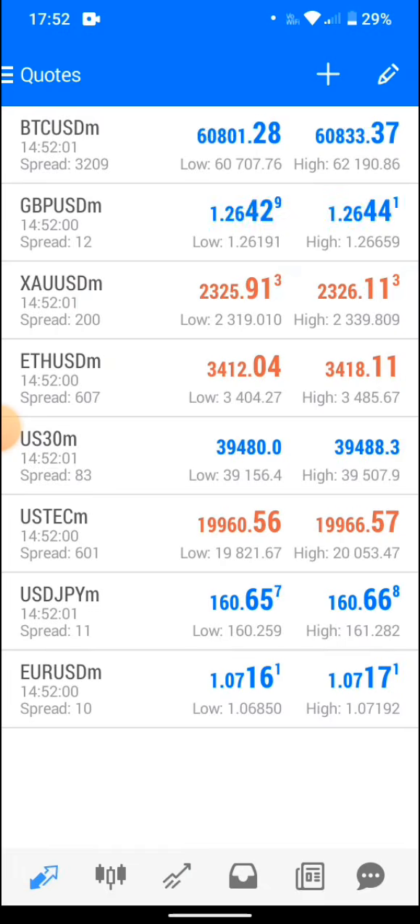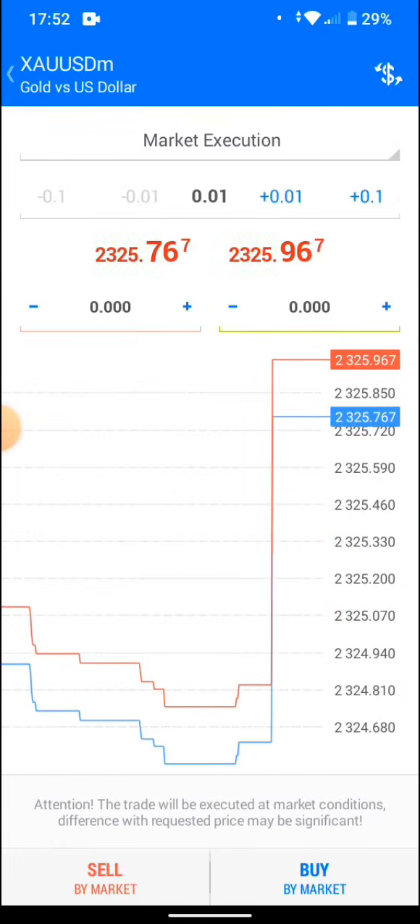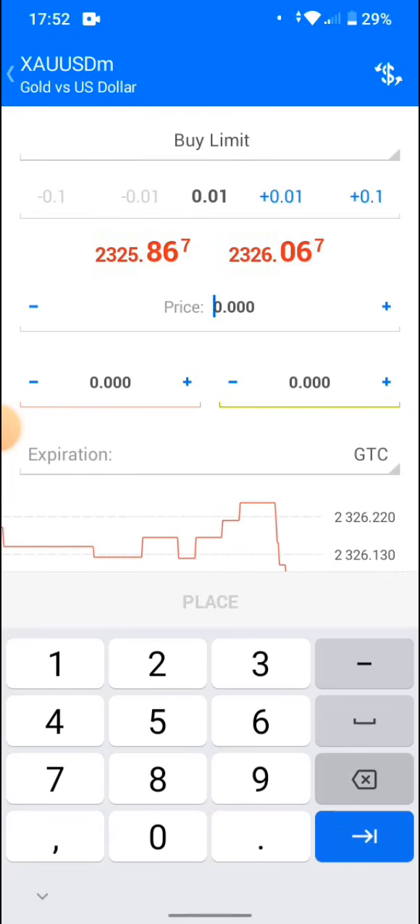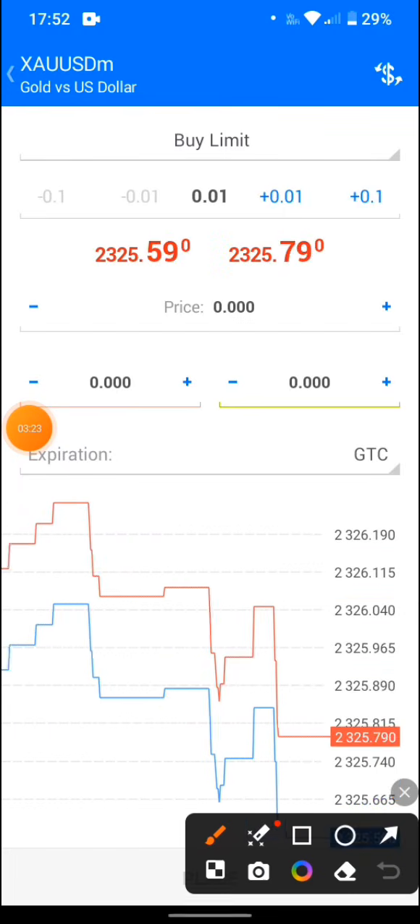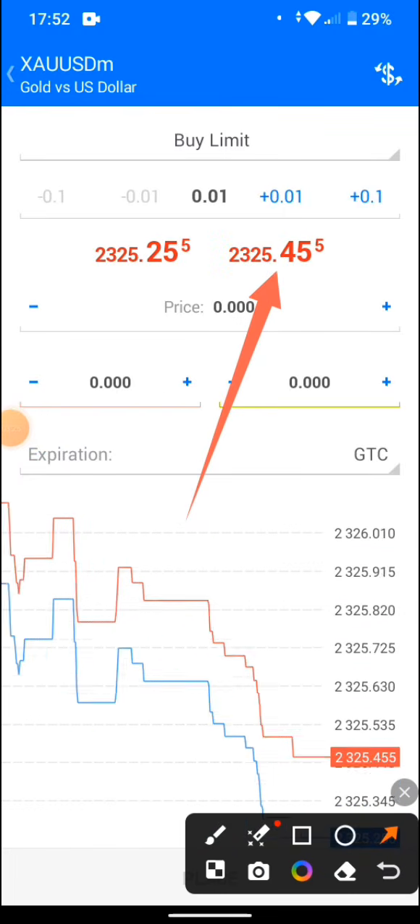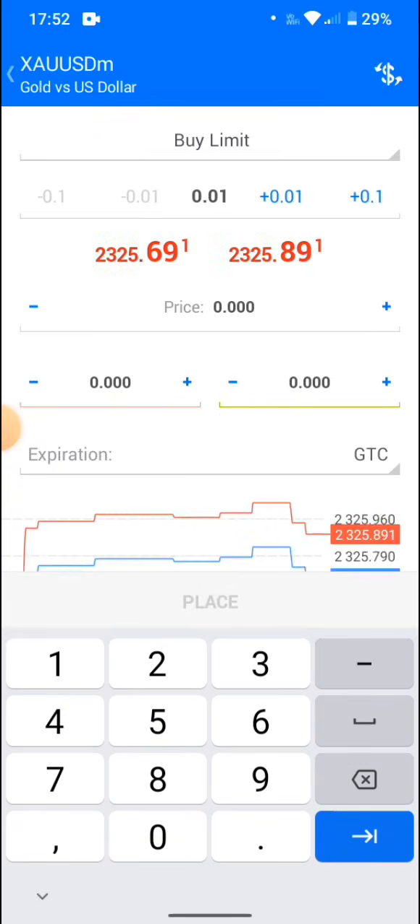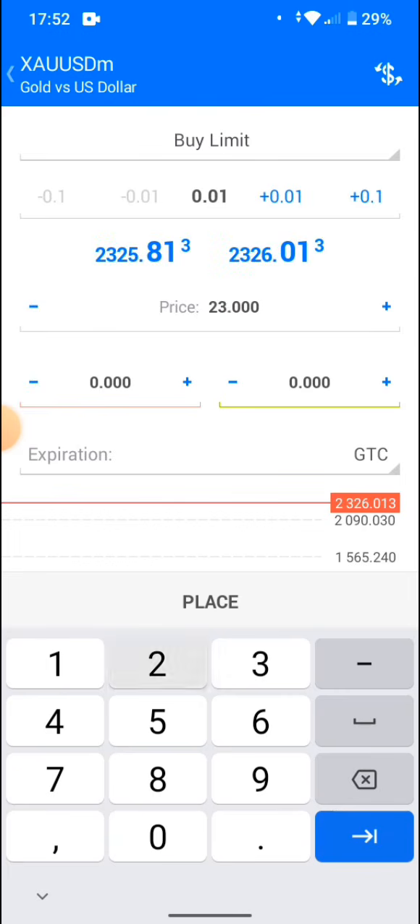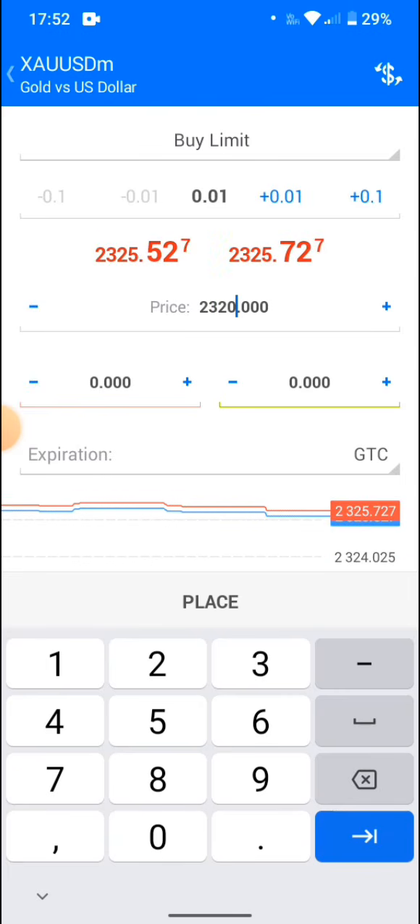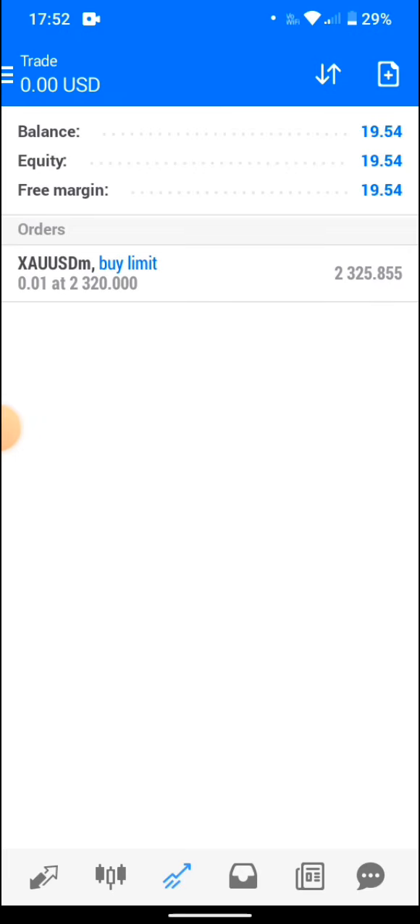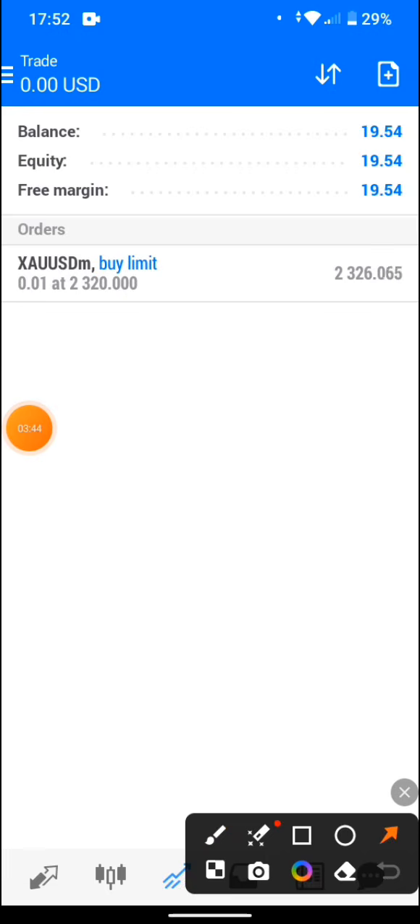So let's enter a buy limit trade so you guys can see. You select here, you say buy limit. The current market price is this one. If you want to enter a buy limit, let's say 23.20, then you place this one, you tap place. Then now you are going to see buy limit. The current market price, this is gold, is this one, 23.25.